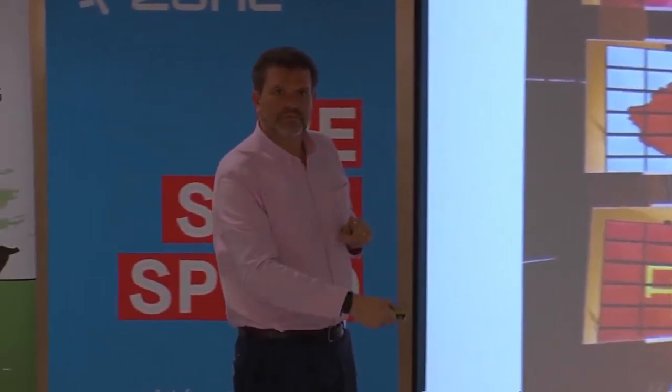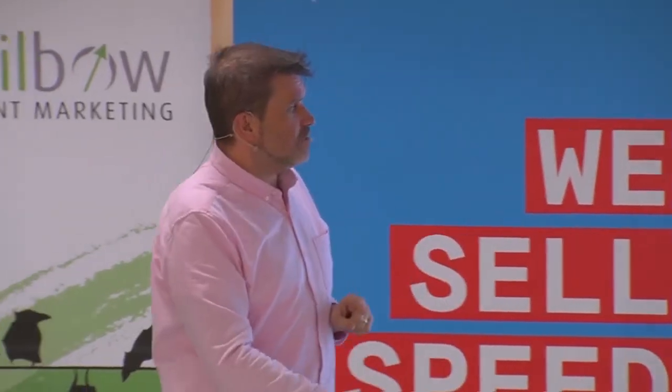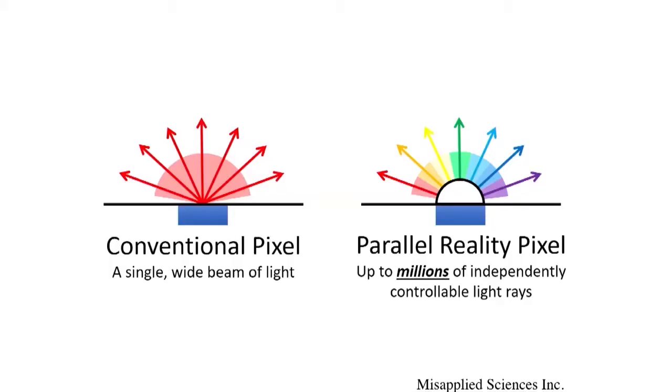Does that make sense? Which means you get parallel reality pixels. Up to millions of independently controllable light rays can come off of a single pixel. Which means you could have an entire stadium all looking at an individual unique display off of one point in space. It's quite an incredible technology. And it's the same basic principle that we studied a number of years ago.